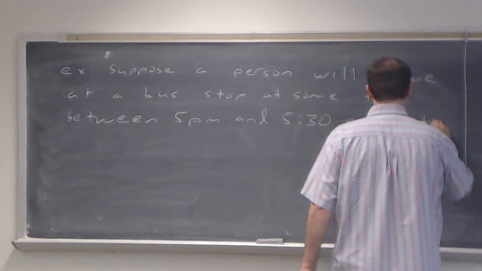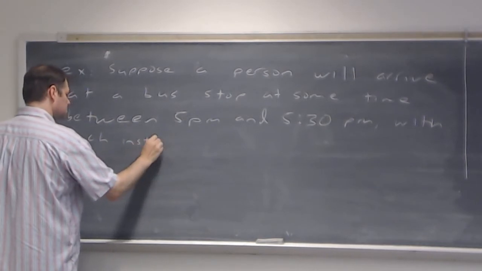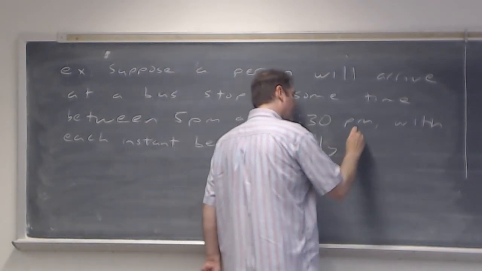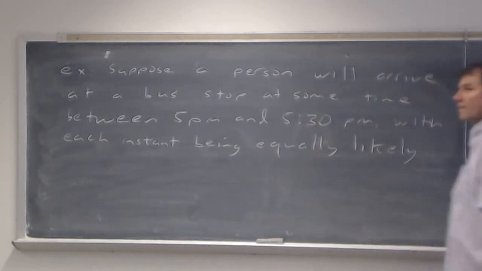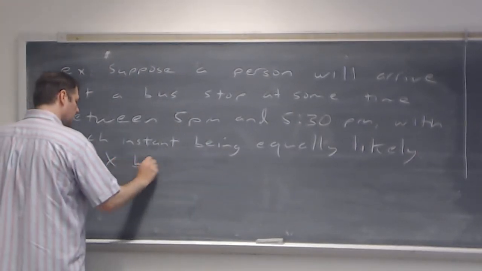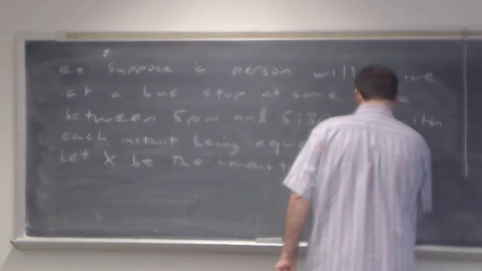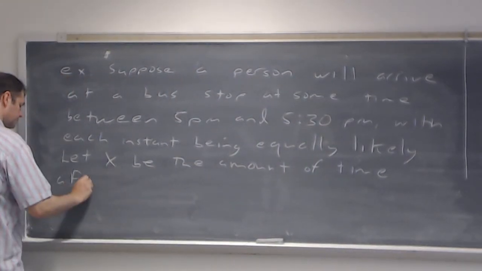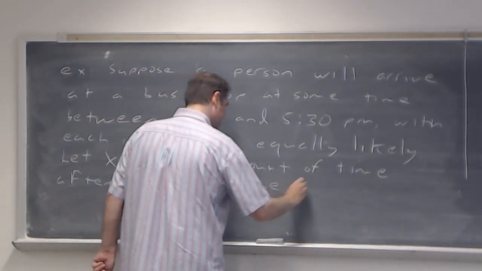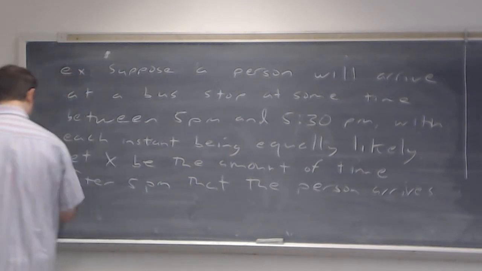With each time instant being equally likely. Let X be the amount of time after 5 p.m. that the person arrives. Okay, so that was this example.